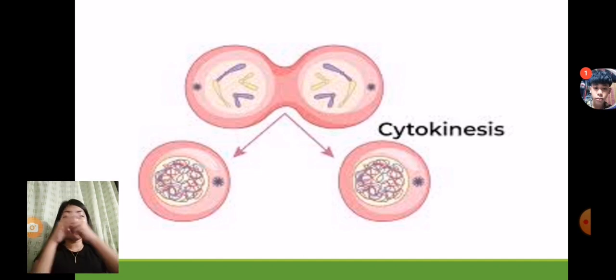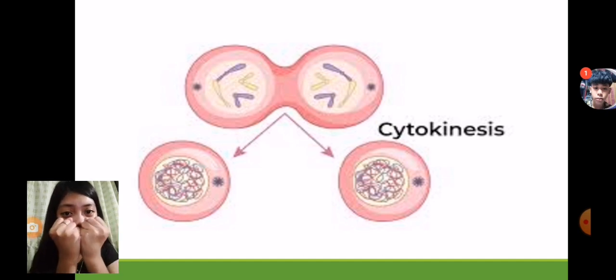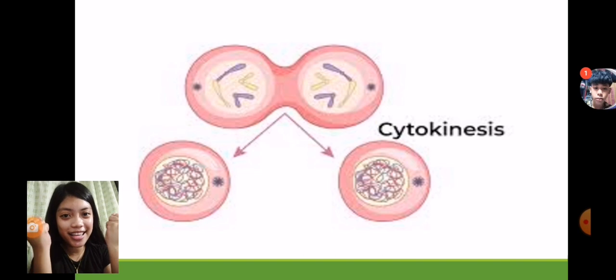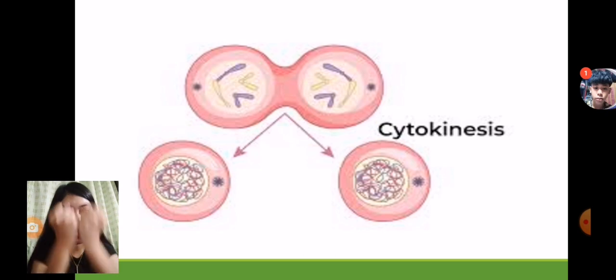Prophase, metaphase, where the chromosomes line up in the middle. Anaphase, where they separate: the spindle fibers shorten and the chromosomes separate. Then telophase, where the nuclear membrane forms, giving two new daughter cells. With the help of cytokinesis, the two new daughter cells separate. Prophase, metaphase, anaphase, telophase, cytokinesis.